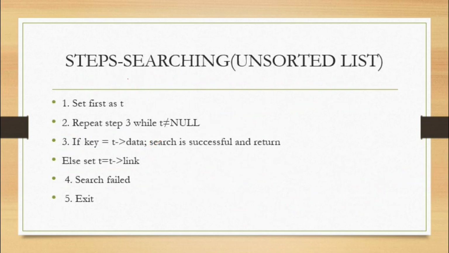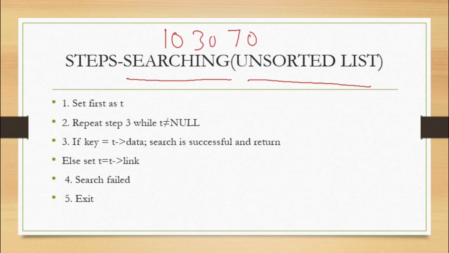So next is nothing but the searching operation for an unsorted list. Unsorted list means the numbers can be anyhow, students. It can be 10, 30, 70, anything. So you need to search here. This is the algorithm. First, set first as P, students. This is our normal step. Both first and T will be pointing to the same node.